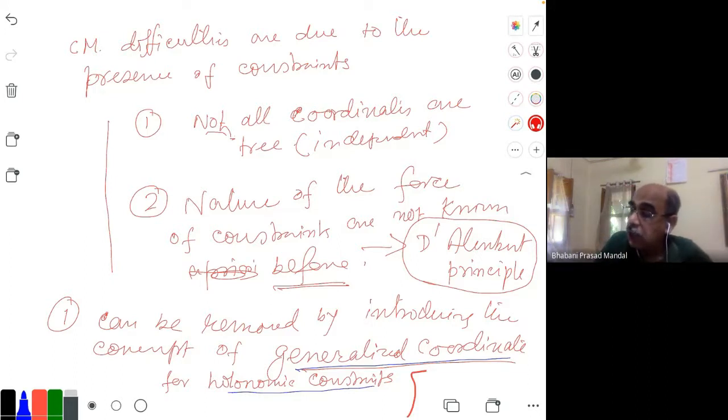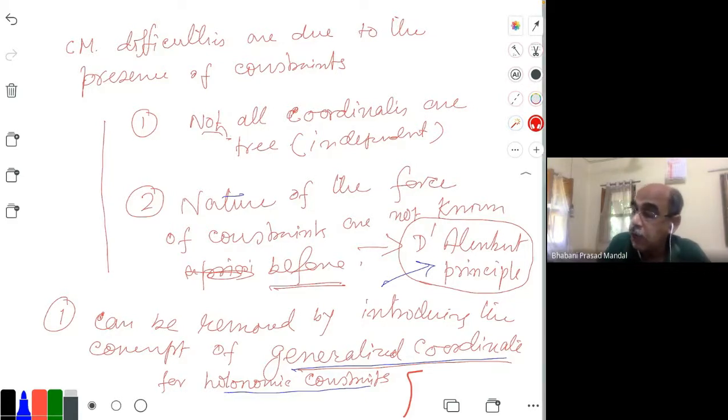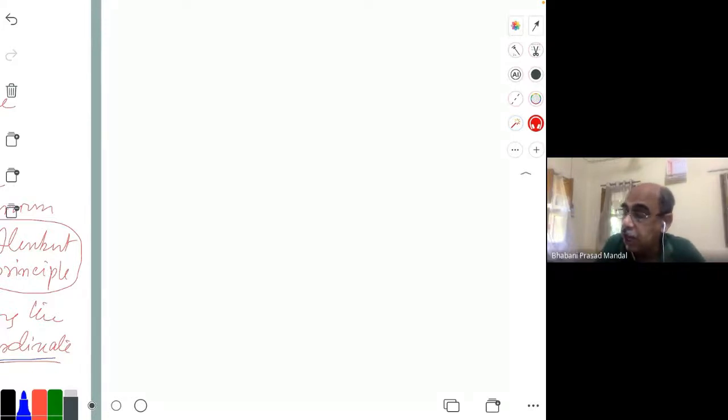The other problem is the nature of the constraint force. The force causing the constraint is not known a priori, beforehand. If it is not known beforehand, then we cannot set up our equation. That problem can be dealt with using D'Alembert's principle, which I'll teach a little bit later. First, I'll go along this direction, assuming that our constraints are holonomic, and we introduce the generalized coordinate.